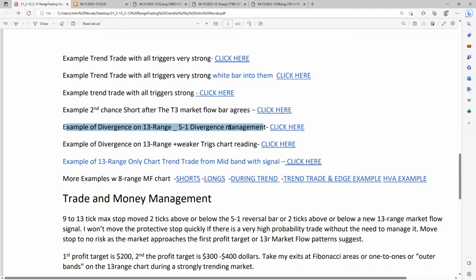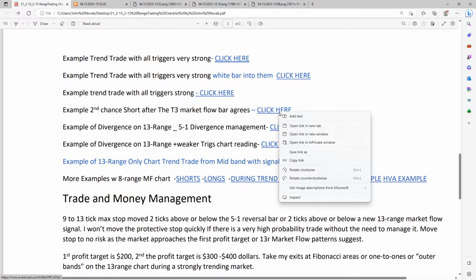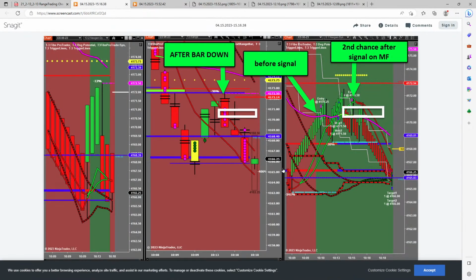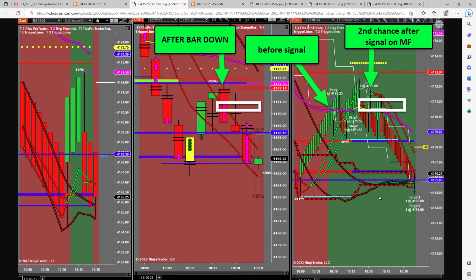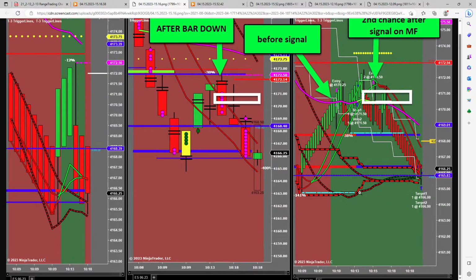Example of a 13 range 5-1 divergence management. Oh, no, I skipped this one. Okay. I like this one because remember what I told you guys, that you're going to have two types of trades. An anticipatory trade where you're going to get in at the spot and hope for the best. And again, I did this one anticipatory style where I got in at the mid-band and was hoping for the best because everything was going down. Yes, there were some fibs here, so we won't talk about that.